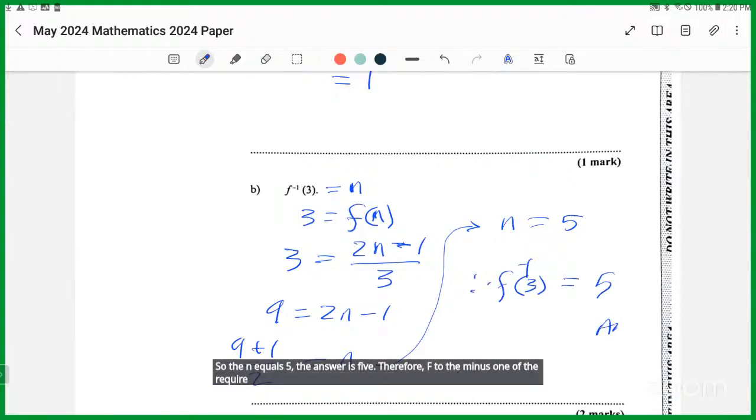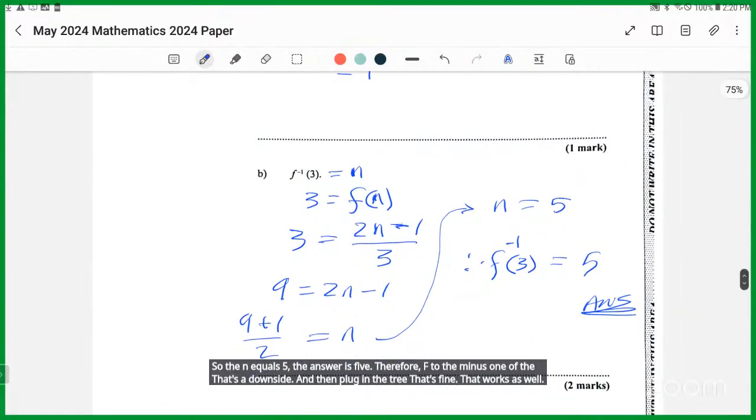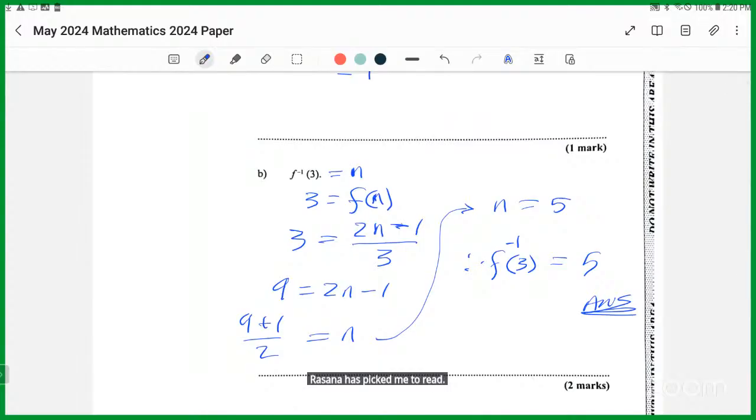That's the answer. If you do it the way we find f to the minus 1 of x first and then plug in the 3, that's fine. That works as well. But that's a nice quick way to do it. All right. Next question.